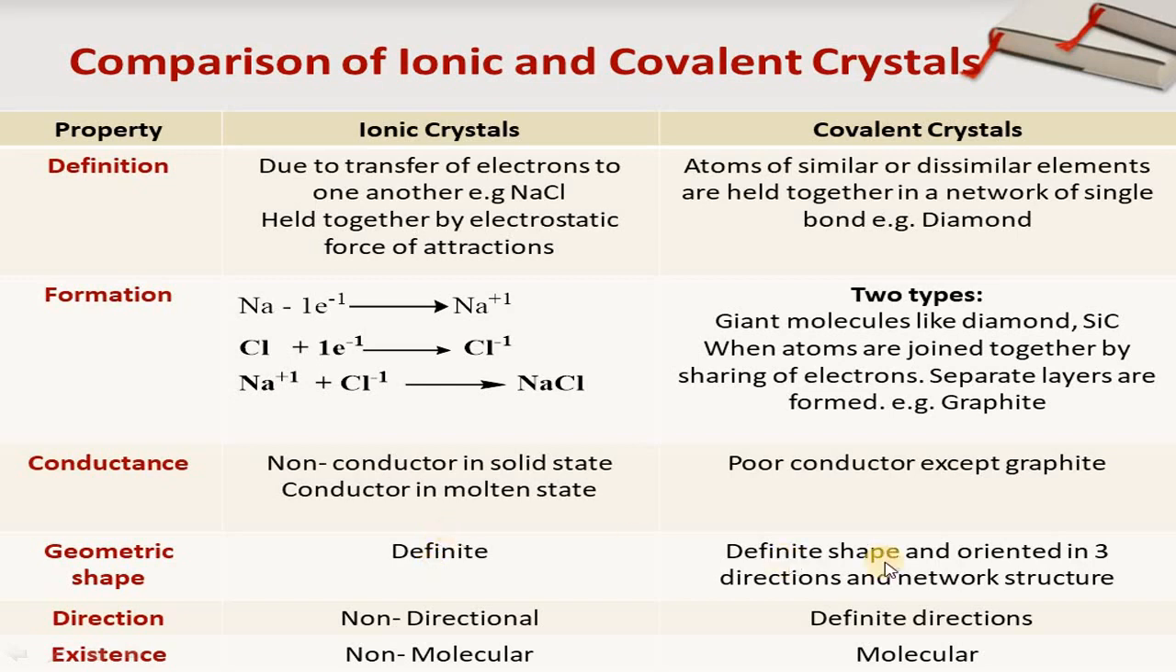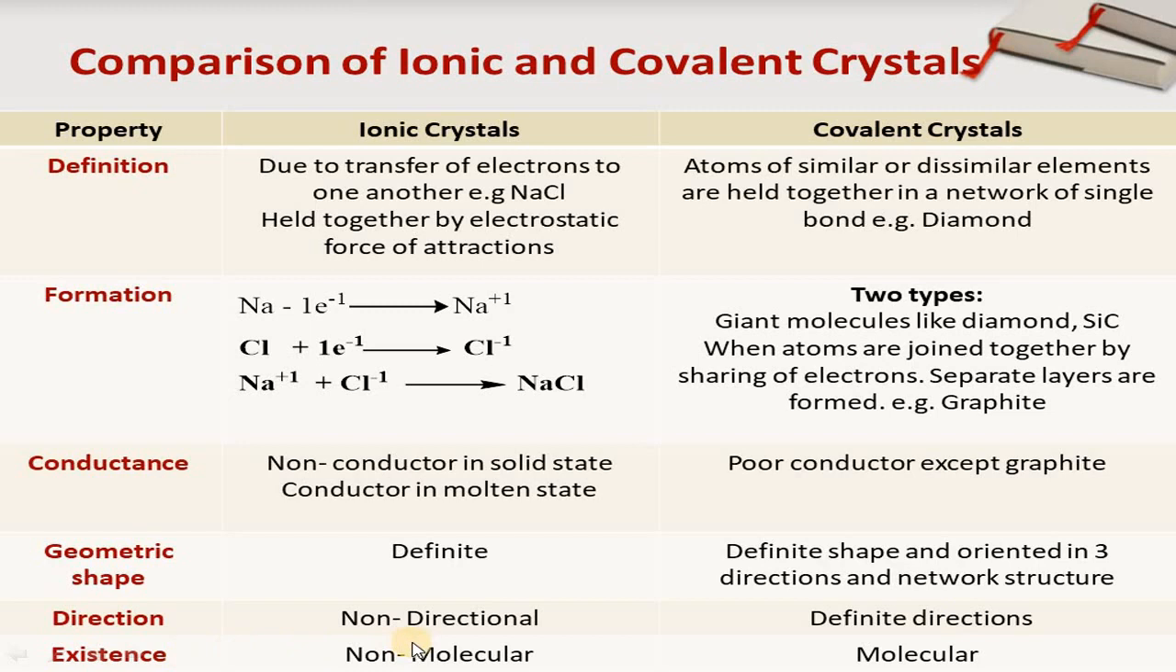Covalent crystals have a definite shape and are oriented in three directions, with a network structure. Fifth property we have is directions. Ionic crystals are non-directional in nature, while covalent crystals have an open structure, due to which the valences of atoms are directed in definite directions.